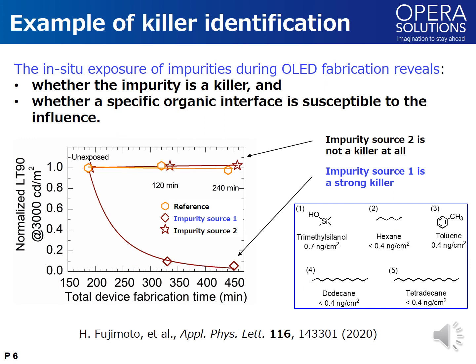This is a typical result of the killer identification after the analysis of OLED lifetimes. We clearly see from the figure that the impurity source 1 is indeed the killer, while the impurity source 2 has no impact at all.